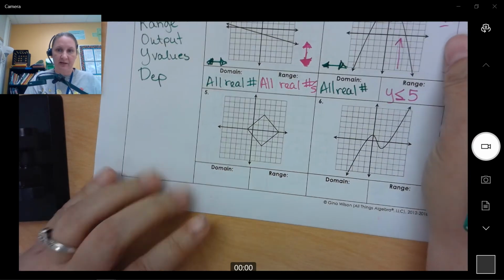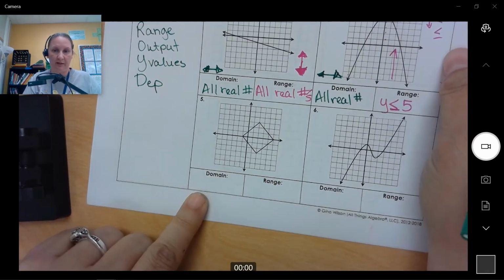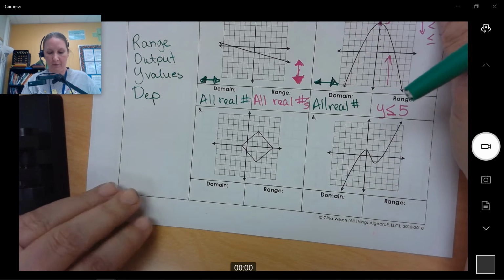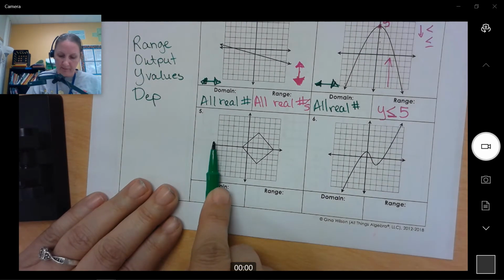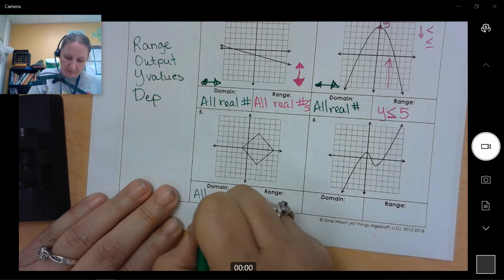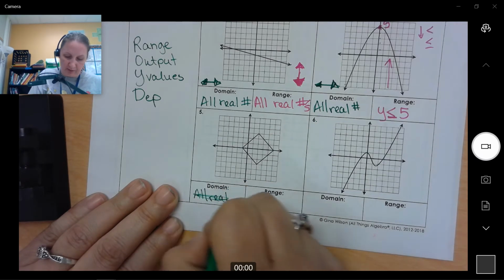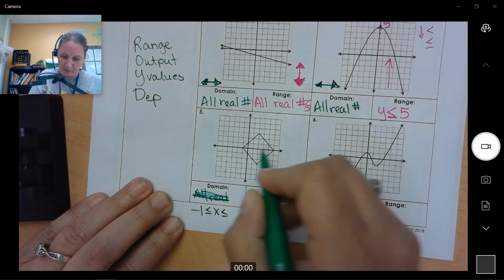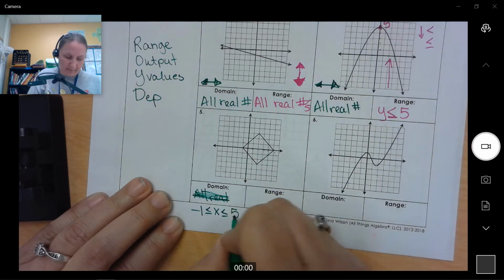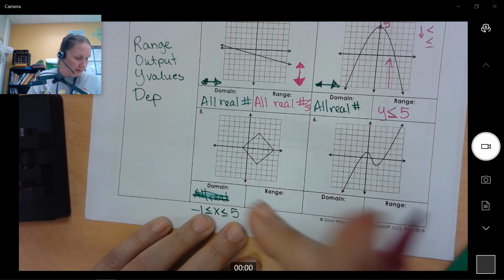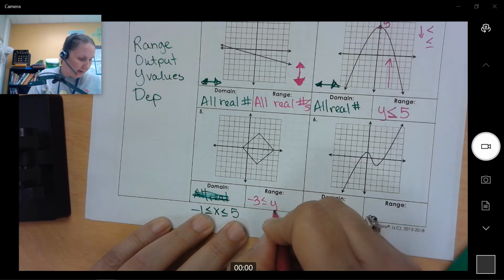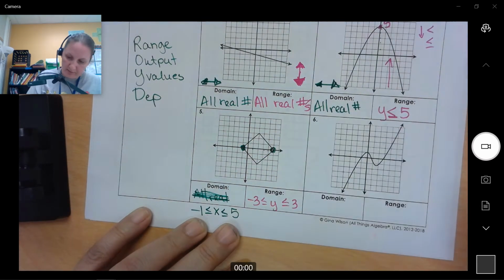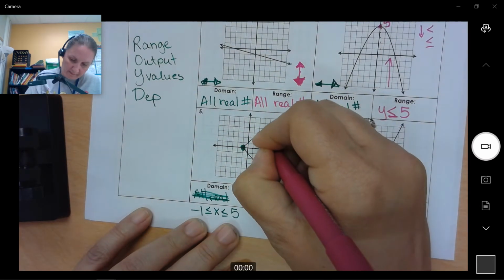I'm going to ask you guys to tell me with these last two, the domain and range for this one, and the domain and range for number 6. Okay, so on number 5, you should have gotten, no, I'm sorry, not all real numbers. You should have gotten negative 1 is less than or equal to x is less than or equal to 5. And you should have gotten negative 3 is less than or equal to y is less than or equal to 3. So from here to here and from here to here.